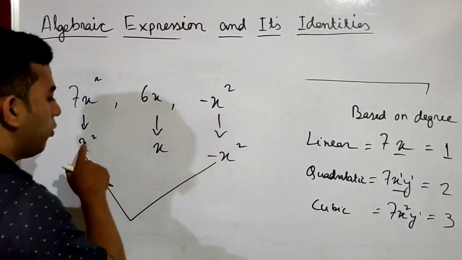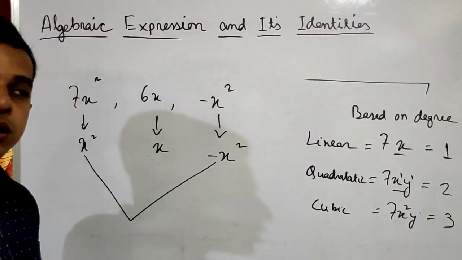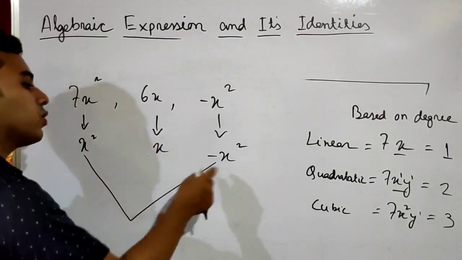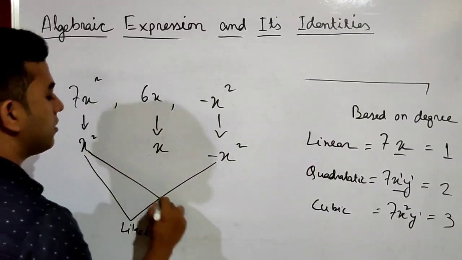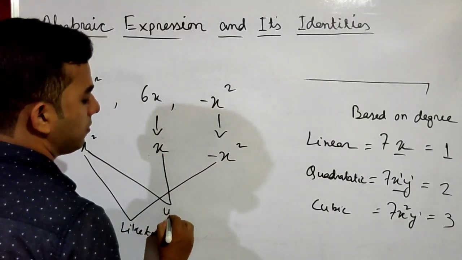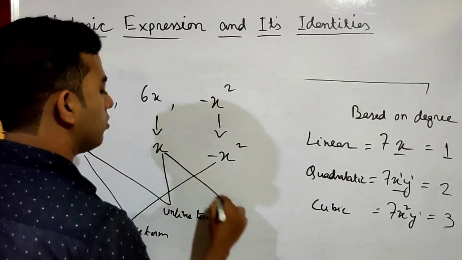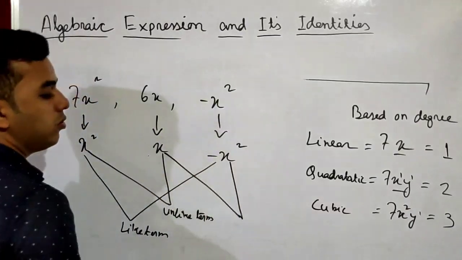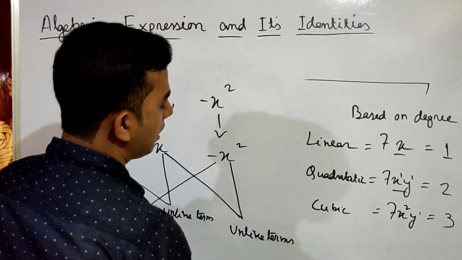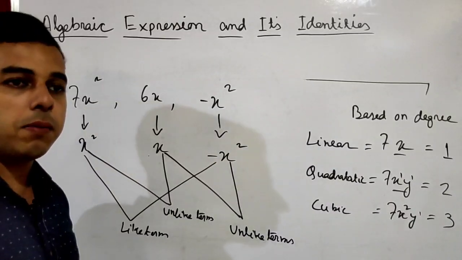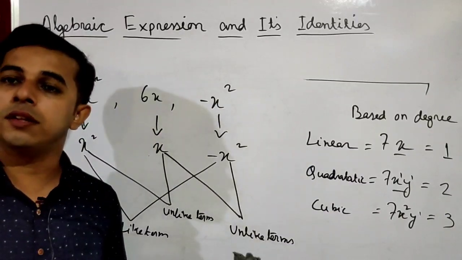I am again telling you that when we find the degree, and when we find the like and unlike terms, we'll be considering the variable factors. So here, the x square terms are like terms, but these two are unlike terms, and these two also are unlike terms. Clear? What is a like term and what is an unlike term? If the variable factor is the same, this is known as a like term. If the variable factor is not the same, then this is known as unlike terms.